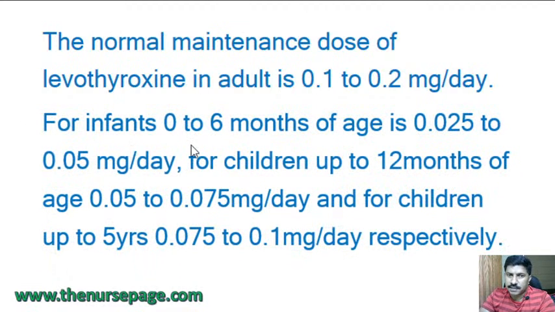For infants 0 to 6 months of age, 0.025 to 0.05 milligram per day. For children up to 12 months of age, 0.05 to 0.075 milligram per day. And for children up to 5 years, 0.075 to 0.1 milligram per day respectively. This is the recommended dose, but your physician is the only deciding person.